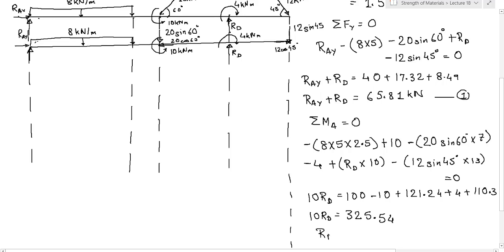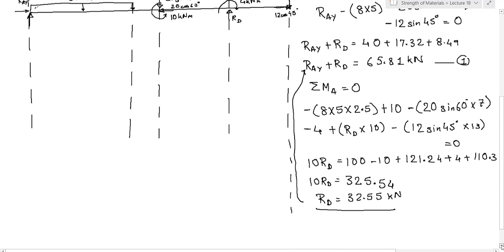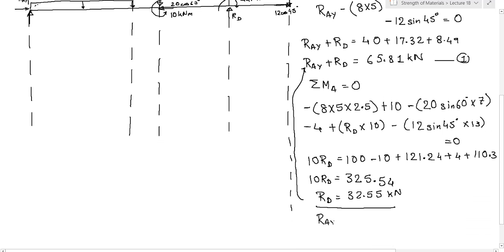So what will be the value of RD? RD will be 325.54 divided by 10, which is 32.55 kilonewton, right? So we now know the value of RD. We can substitute it in this equation and get the value of RAY. So RAY will be 65.81 minus 32.55, which is coming out to be 33.26 kilonewton. So this is the value of RAY.